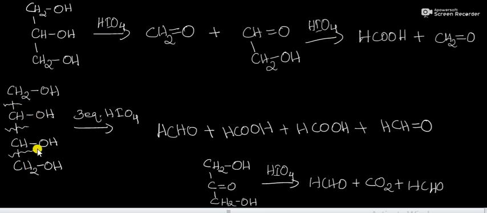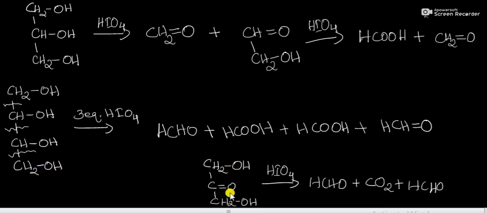Then what is the case of this compound? When it is treated with 3 moles of HIO4, it will cleave these 3 C-C bonds, and the first is a primary alcohol, which will convert into aldehyde. Secondary alcohol and secondary alcohol both will be converted into carboxylic acids. Then the last one is again a primary alcohol, so it will convert into our aldehyde.